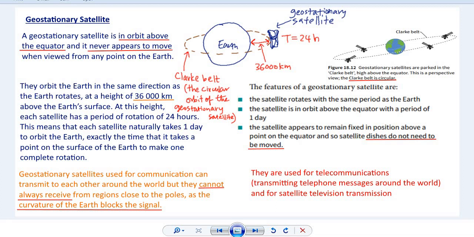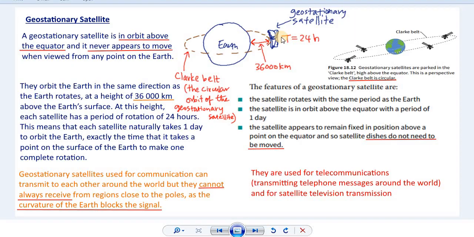In this video, we will learn about geostationary satellites. A geostationary satellite is in orbit above the equator and it never appears to move when viewed from any point on the Earth. Now, what does this mean? I have drawn a diagram here.